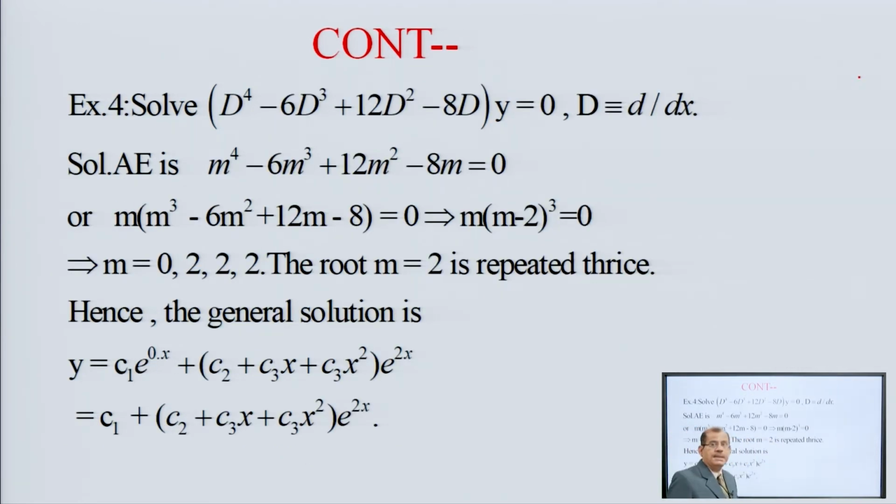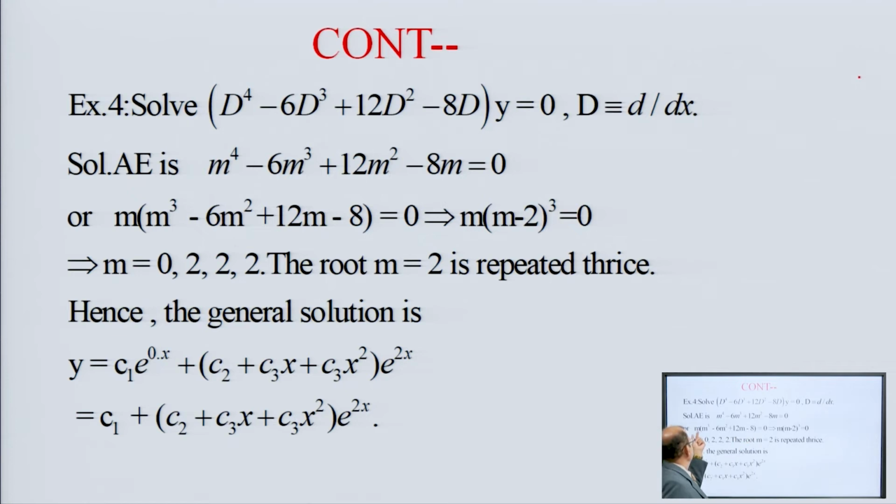Solve d raised power 4 minus 6 d cube plus 12 d square minus 8 d y is equal to 0, where d stands for d by dx. How do we find the solution? It is directly in operator form, so we replace d by m, meaning m raised power 4 minus 6 m cube plus 12 m square minus 8 m is equal to 0.